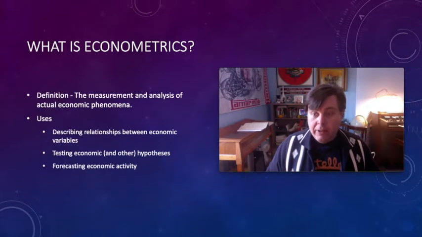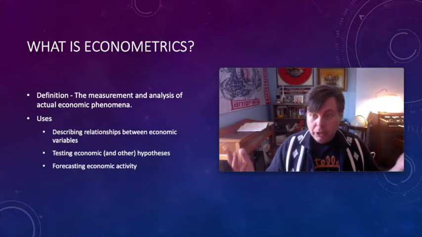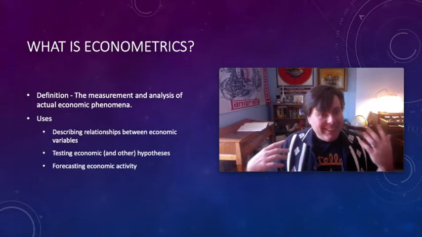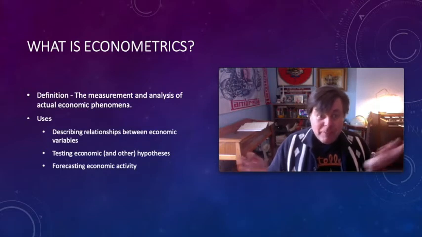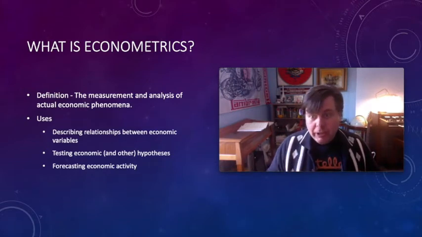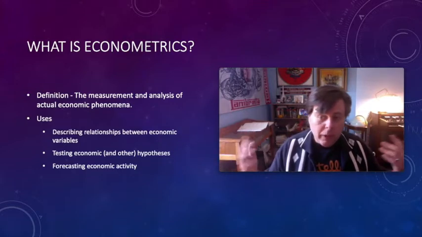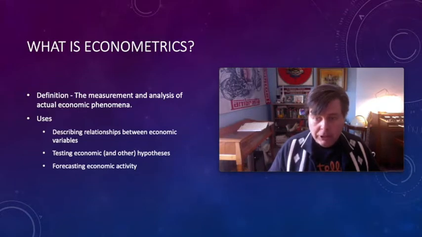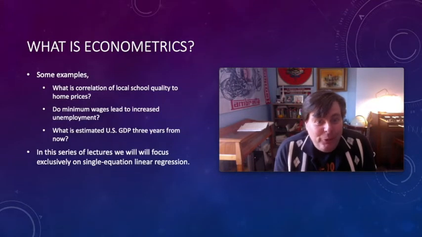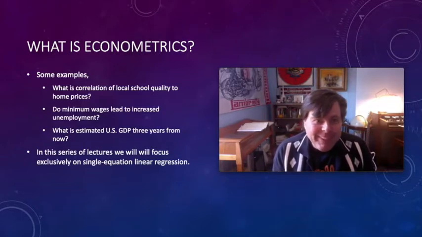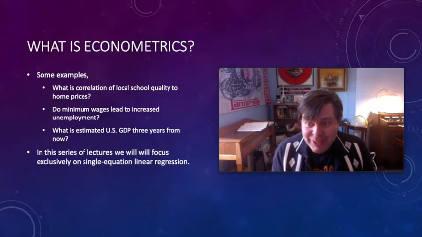Let's define this idea, econometrics. What is it, right? Is it just like economics with a metrics on the end? Well, yeah, sort of, right? Econometrics is defined as the measurement and analysis of actual economic phenomena. Across the social sciences and in some of the hard sciences as well, regression analysis has its applications. What is the correlation of local school quality to home prices? There's actually a huge literature on this. And it's significant, right? So better schools means higher home prices, as you would expect.